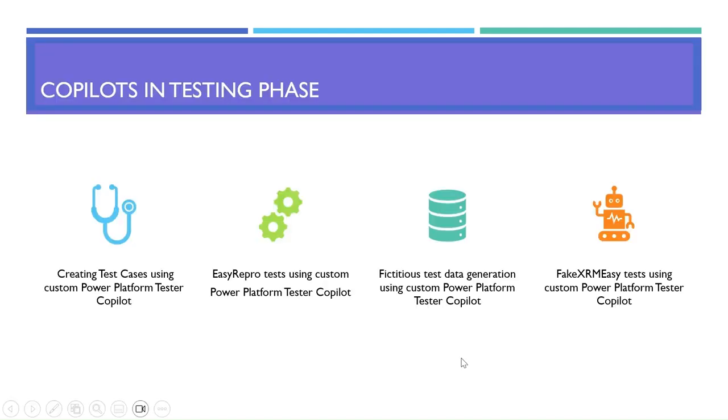Let's go over the Copilots in the testing phase. The first one is creating test cases using the custom Power Platform tester Copilot. The second one is the EasyRepro automation tests we can create using the custom Power Platform tester Copilot. The third is test data generation using the same Copilot, where we are generating fictitious data. The last one is creating a FakeXrmEasy automation test using the custom Power Platform tester Copilot.